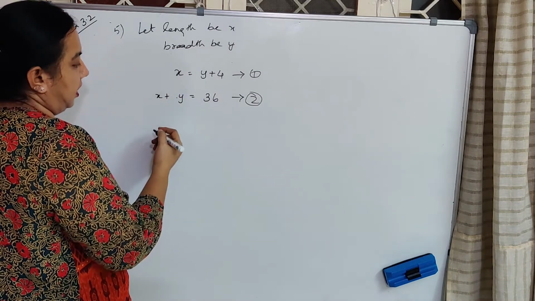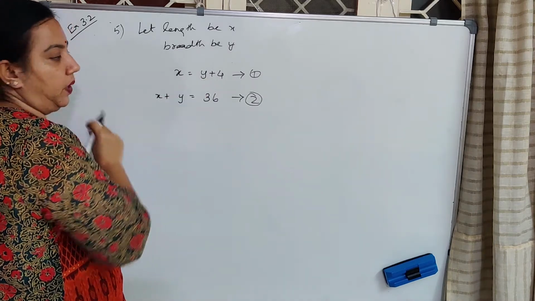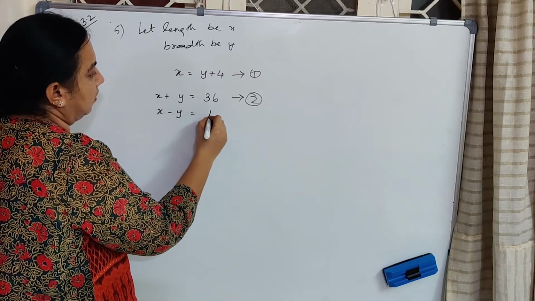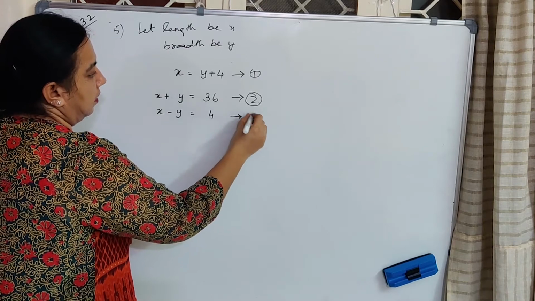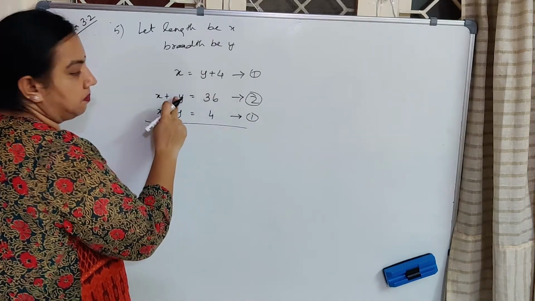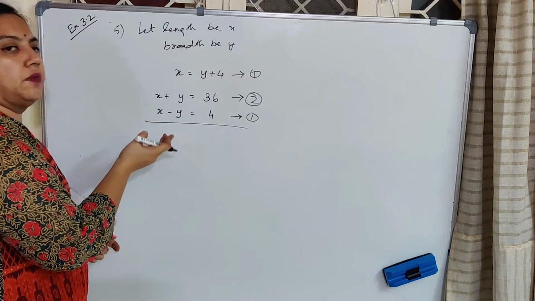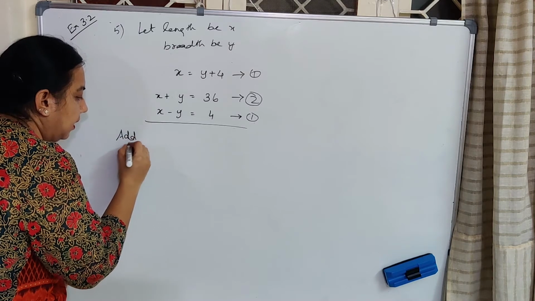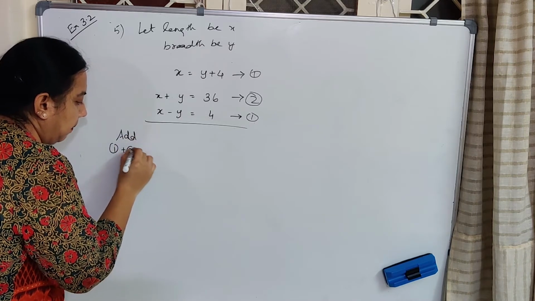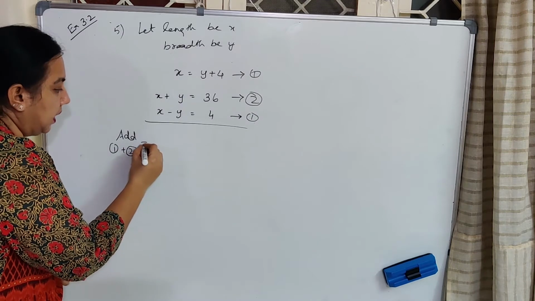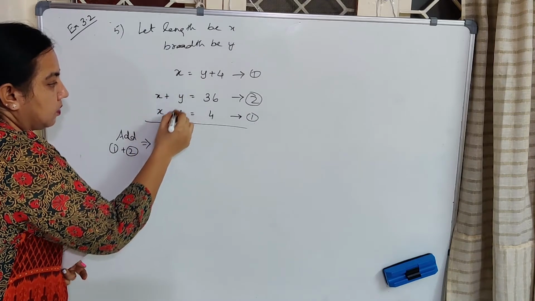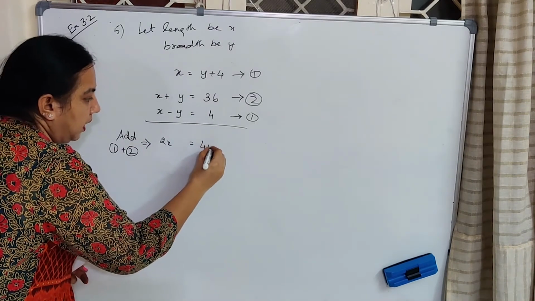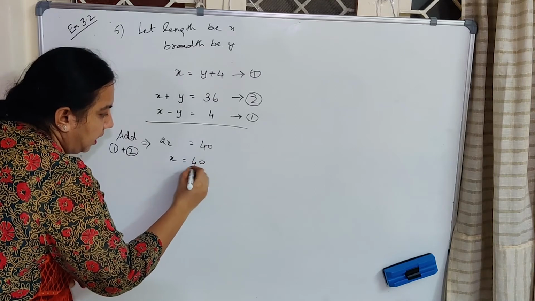So this is the first equation. I'll modify it and bring the y to the left hand side: x minus y is equal to 4. Now see, the signs of y are different, so we need not subtract, we can add. By adding the first equation and second equation, these two terms get cancelled. x plus x becomes 2x is equal to 40, and so x is equal to 40 by 2, and that is 20.